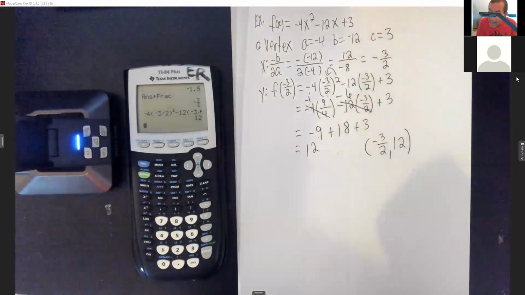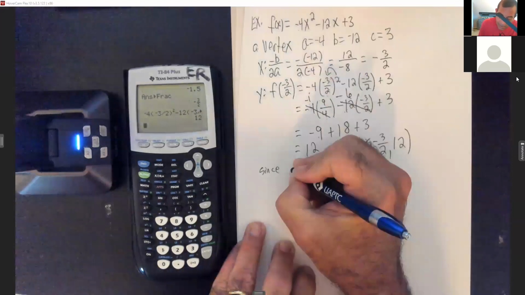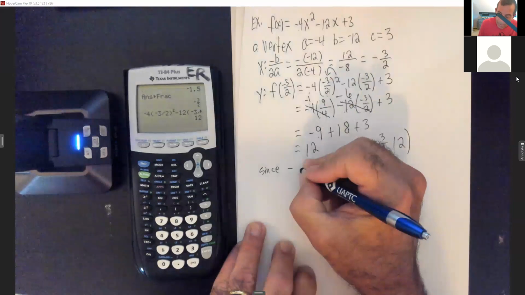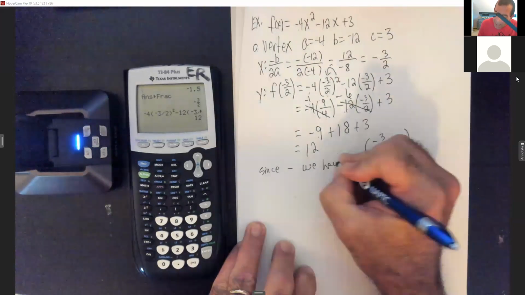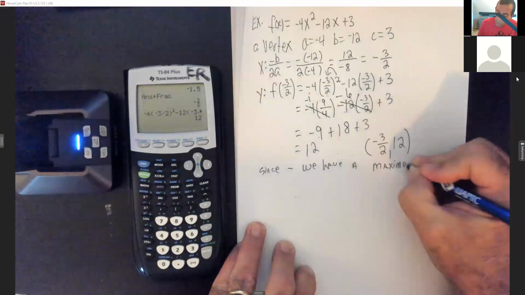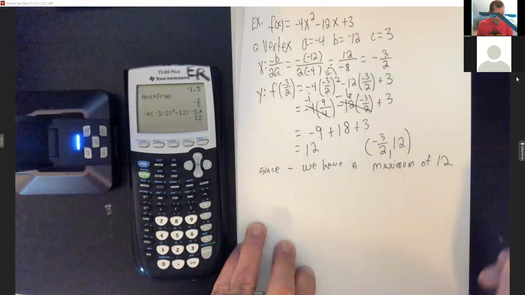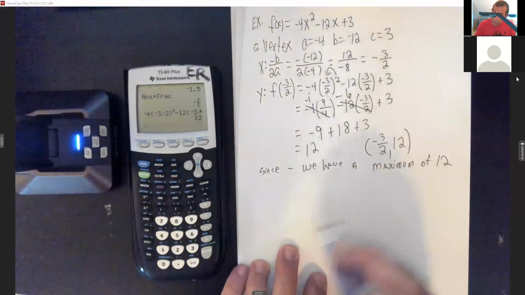Now, next, do I have a maximum or minimum? Since this is a negative, we have a maximum of 12. So you got to tell if it's a maximum and what that value is. So remember that negative sort of kicked my graph over.